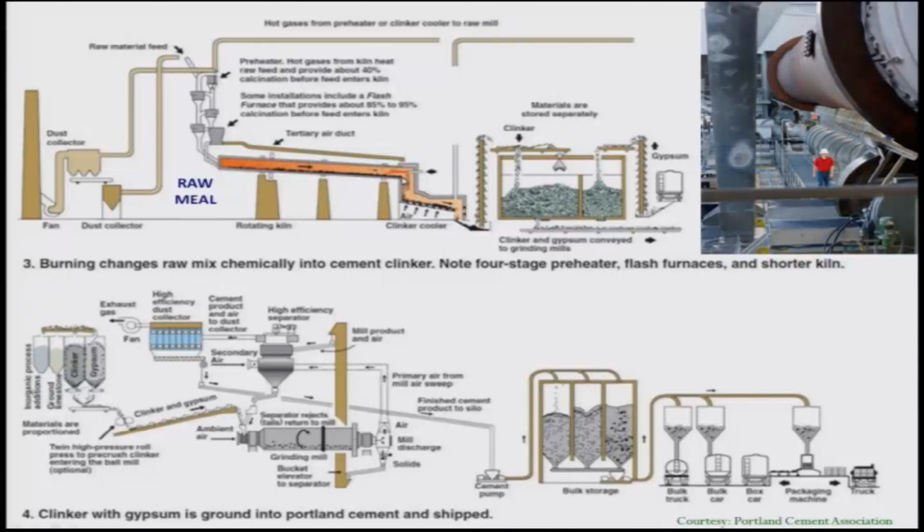Once the material comes out of the kiln, the material is cooled, and then gypsum is added. The cooled material is called clinker, and gypsum is added to clinker, and then it goes to ball mill grinders for blending of gypsum and clinker, and finally what you get is Portland cement. The fourth step is that clinker with gypsum is ground into Portland cement and shipped. The final product, Portland cement, is put in packed baggage and then shipped to different places for distribution.